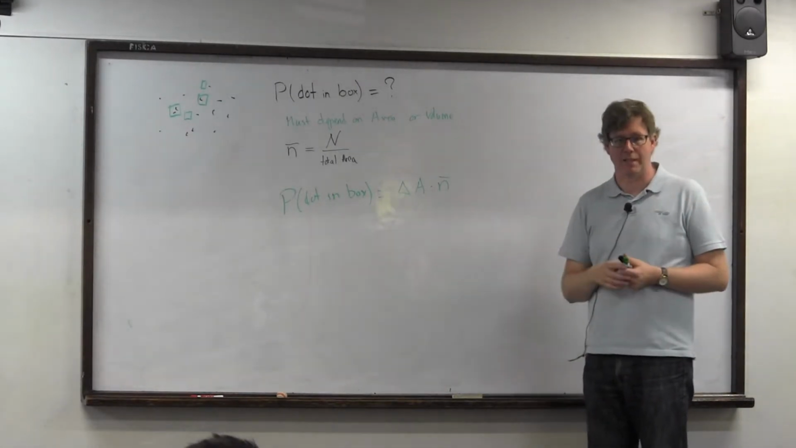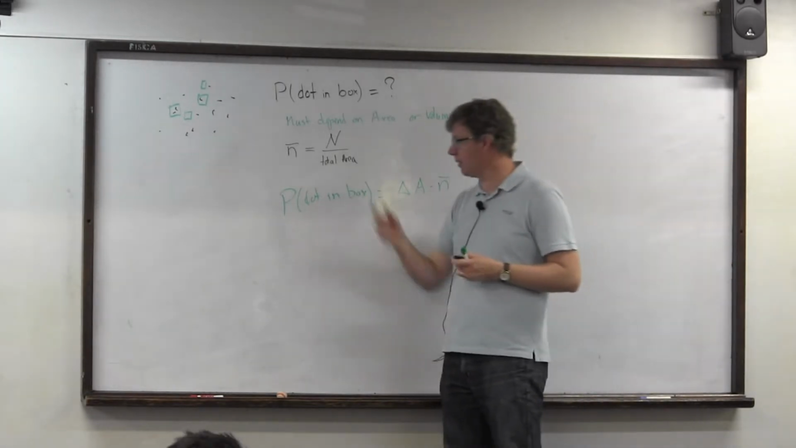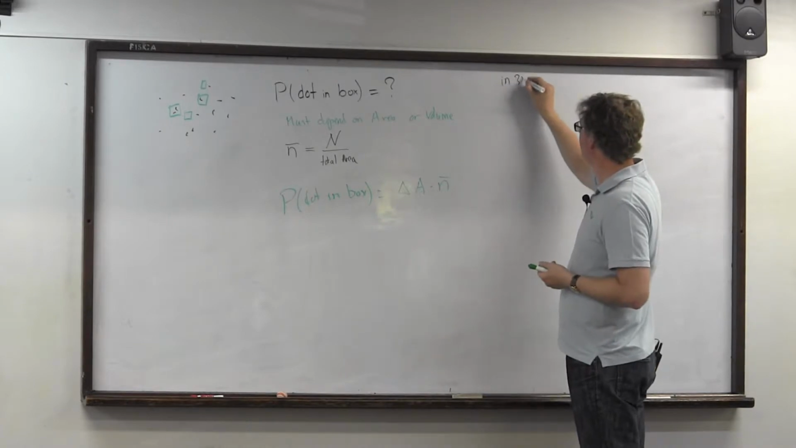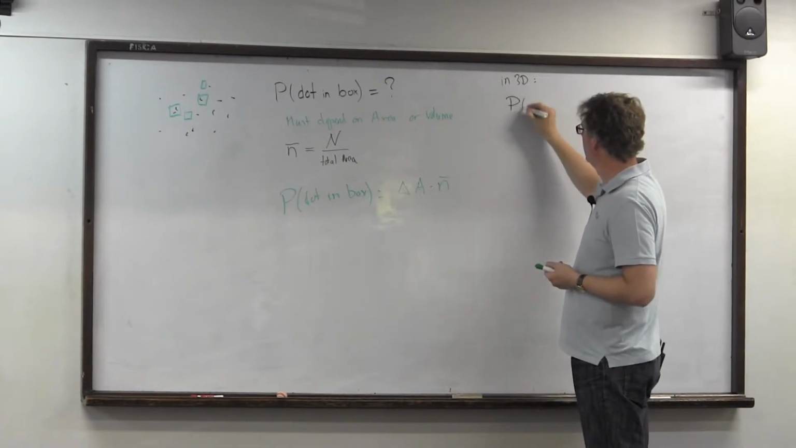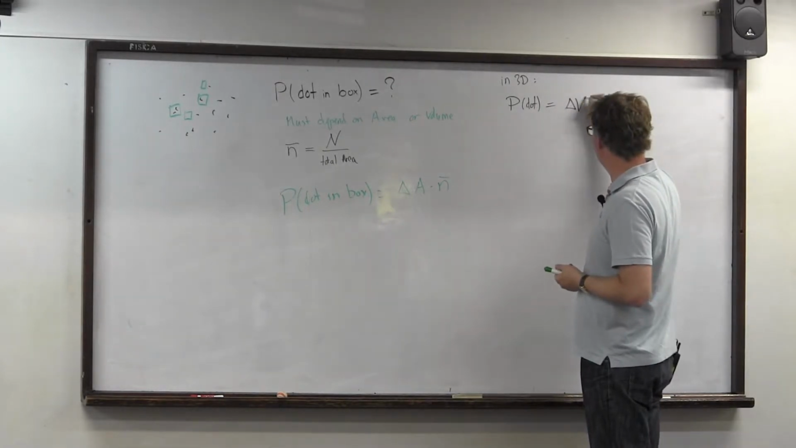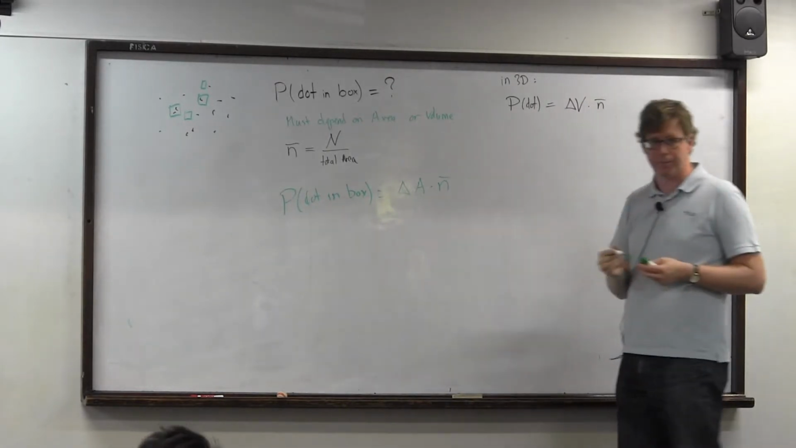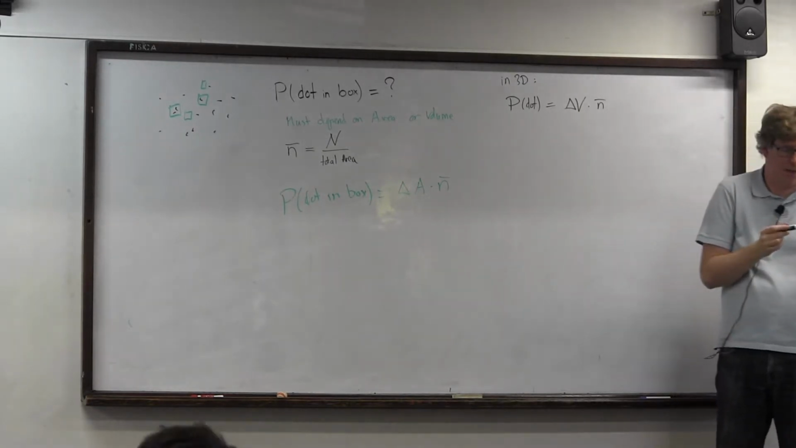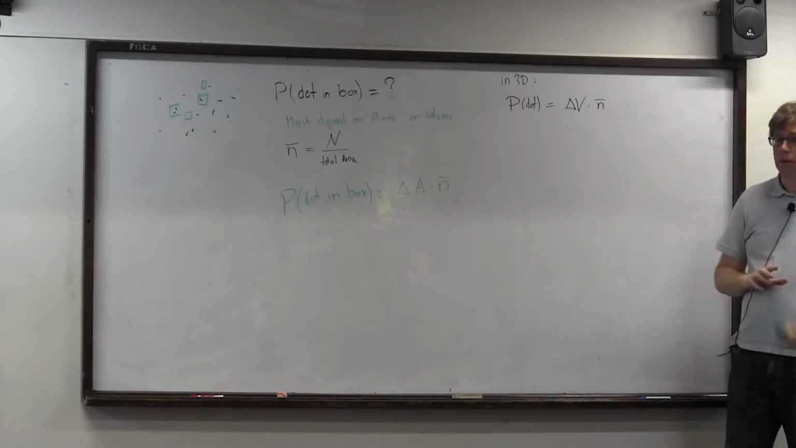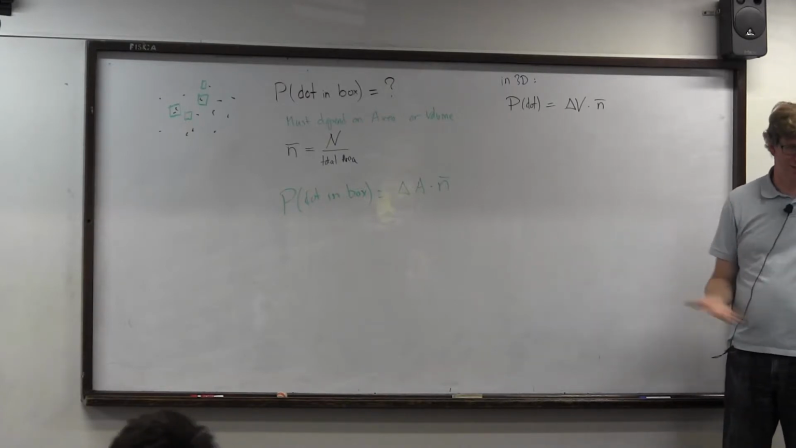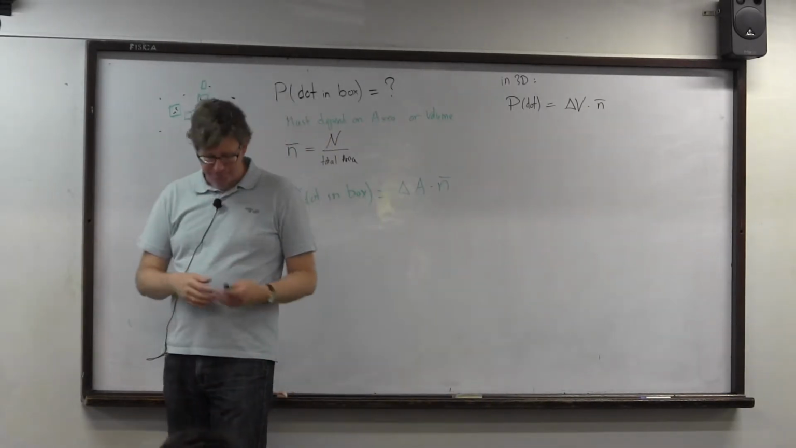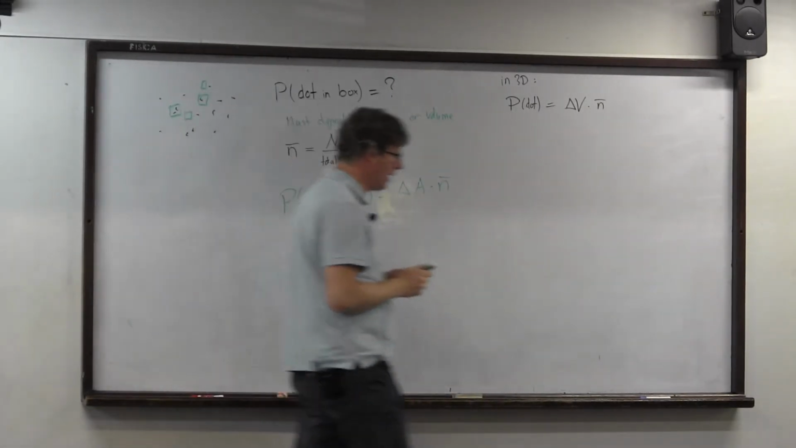So I can now generalize this. I can use exactly the same argument in 3D, and it's going to be delta volume times the density. Okay, that's exactly the same thing. I'm just using a 3-dimensional object instead of a 2-dimensional one. Okay, so that's fine, but that's kind of useless. I don't really care about it. There's no information in here.